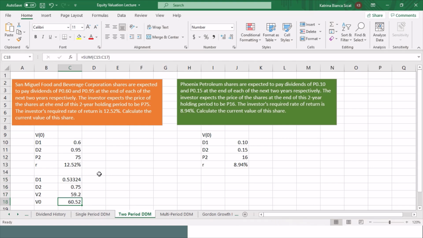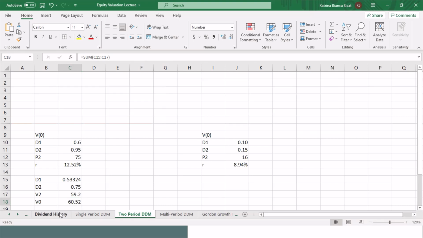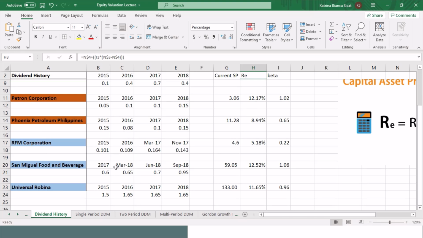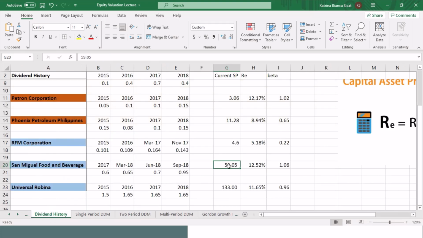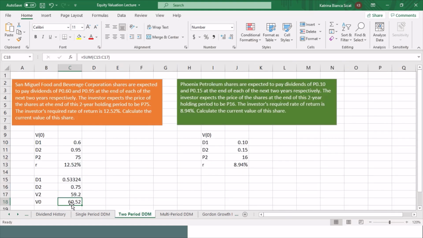Okay, so the answer is 60.52. That's the San Miguel Food and Beverage Corporation intrinsic value right now. So if San Miguel Food Corporation is selling at 59.05 today, okay, so the selling price is 59 and we have calculated that it's 60.5. Hindi siya nagkakalayo. Pwede nating sabihin kasi pagka ni-round off natin to, it's still 60. If we round off this, it's 60.5, pero hindi masyado nagkakalayo. So, pwede nating sabihin, it's fairly valued, hindi naman na masyadong malayo.